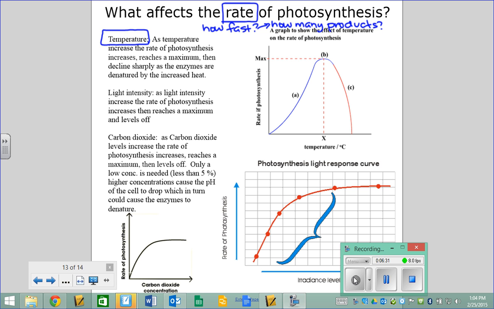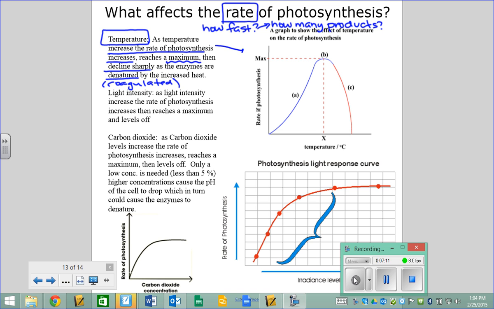As temperature increases, the rate of photosynthesis increases to a maximum and then declines sharply. And that's because we know from previous lessons, enzymes become denatured or even coagulated if we increase the heat even further. So the idea is that temperature, just like it affects an enzyme, will affect the rate of photosynthesis, which is a bunch of reactions that require enzymes to function.